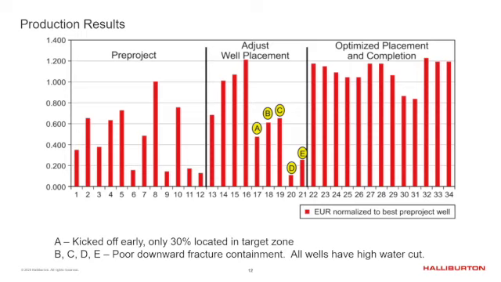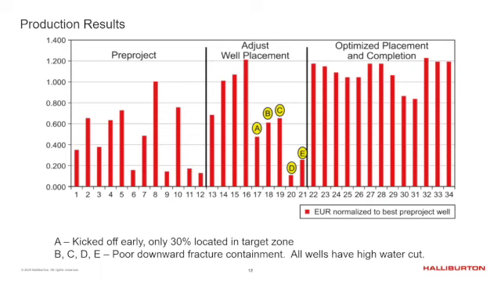But when we refined our well placement, really the primary thing here was, once we refined our well placement, almost all of the wells, these are all normalized to the best pre-project well for estimated ultimate recovery. So 1 is the best pre-project well. And what you notice is almost all the wells, after we get the wells in the right place, exceed the best pre-project well. And the last 3 wells were the ones that we implemented our completions on.